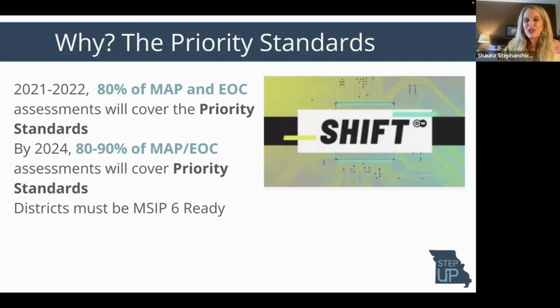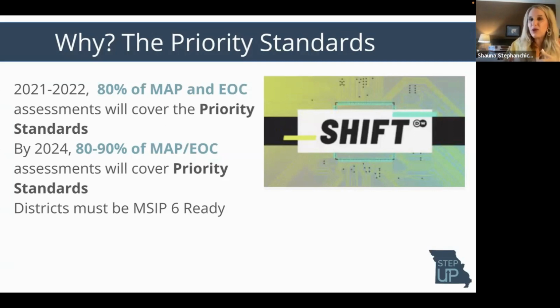Then the state said what's on the slide here. And hey, by the way, not only should those be your focus, we're going to eventually transition all of your state MAP and EOC assessments to primarily be over the priority standards. So by 2024, they predict 80 to 90% of the MAP and EOC assessments will be over those priorities. What we found at elementary is that's already occurring, so there hasn't been much shift to the test. In secondary, they are still shifting the blueprint.